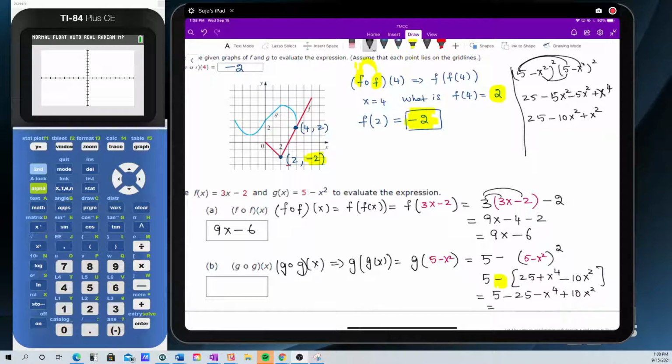Next step would be to combine like terms. So negative 20 minus x to the 4th plus 10x squared. Now when I write my final answer, I like to write it in descending power. So I would write the negative x to the 4th, then I would write the 10x squared, and then I would put the 20.